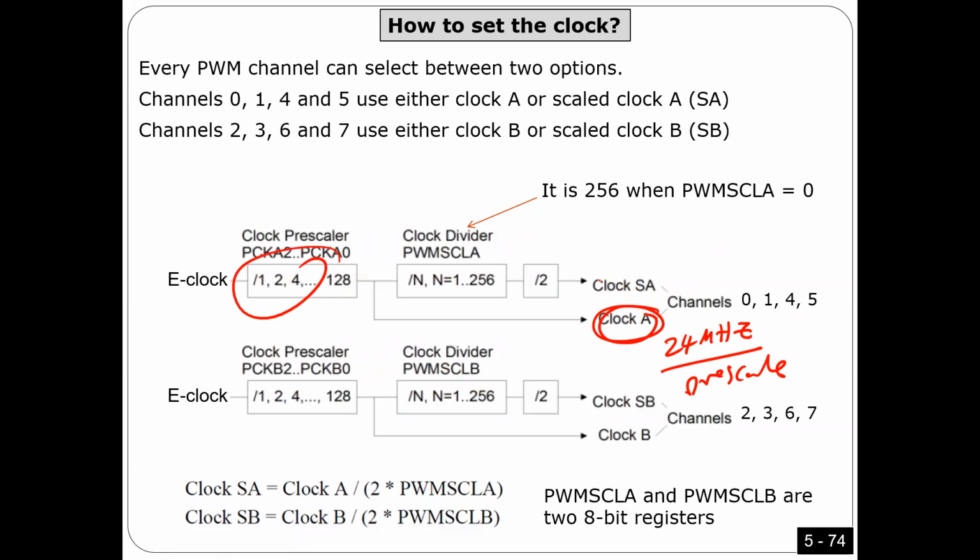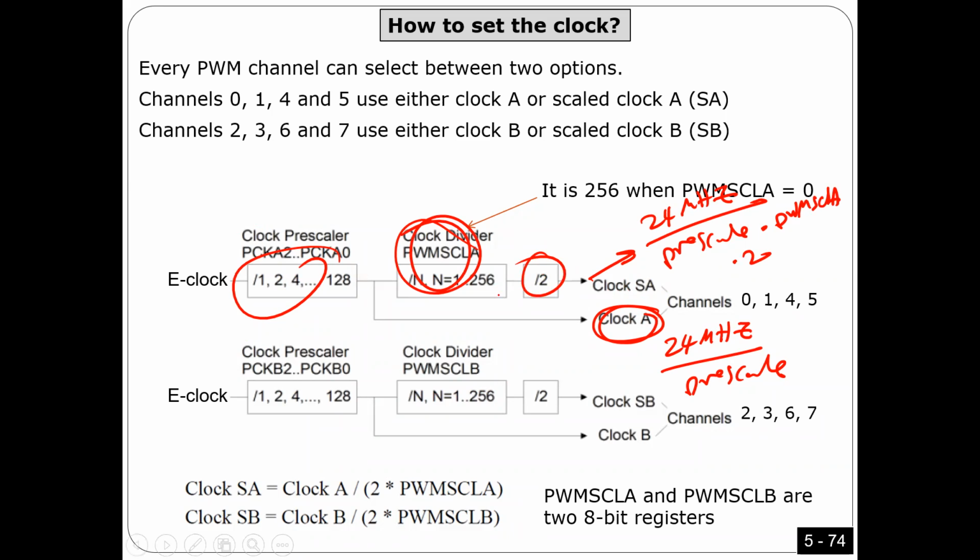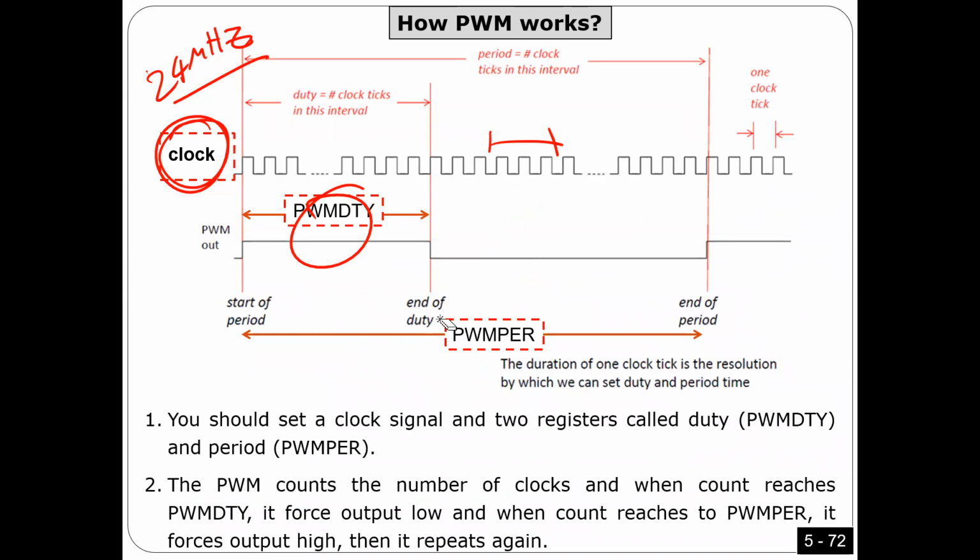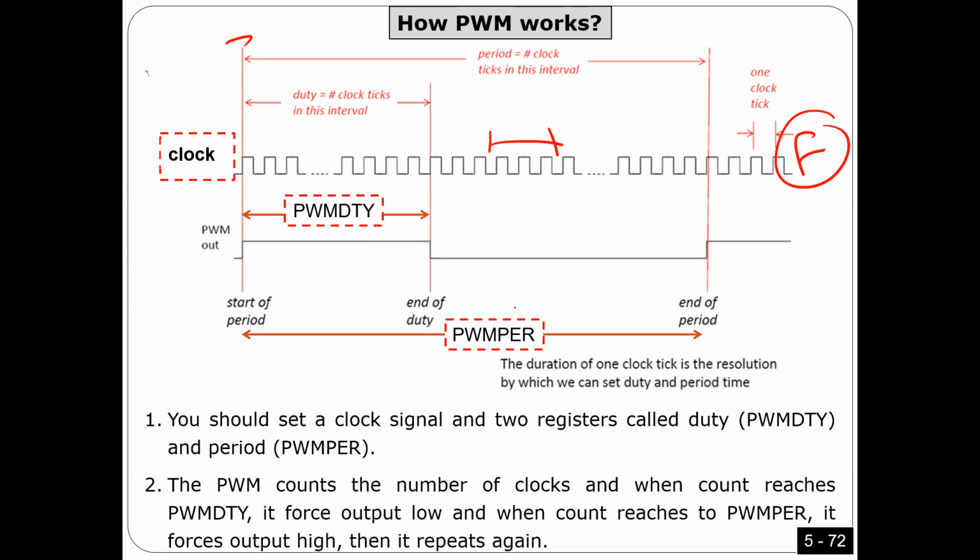Okay. What should be here? It should be 24 megahertz divided by prescale times this value, pulse width modulation scale A, times 2, because I'm going to divide by 2 as well. Is that okay? This is the clock frequency. After all of that, this is the clock frequency, which I told you here, F, the clock frequency.